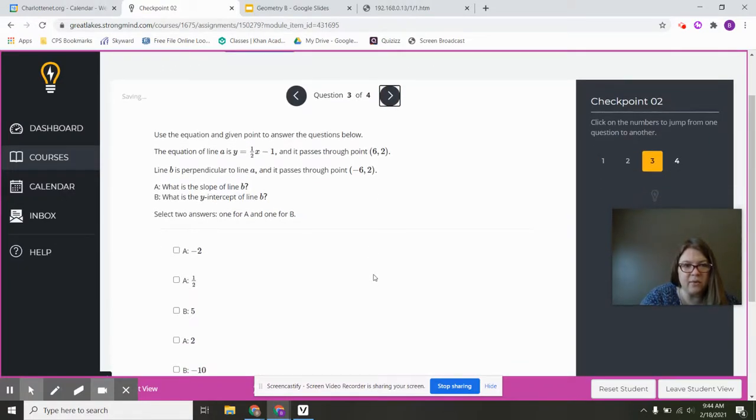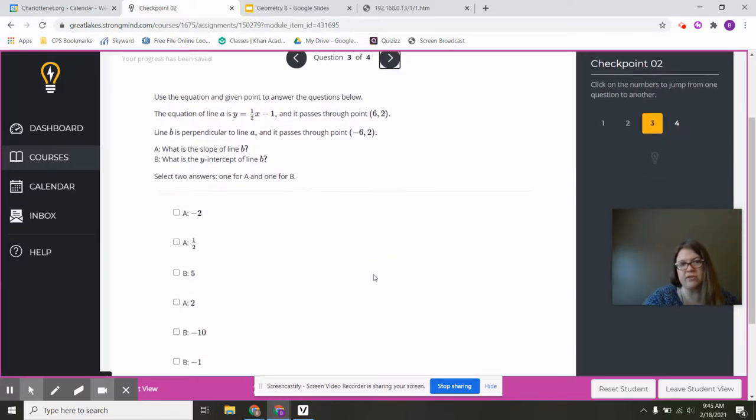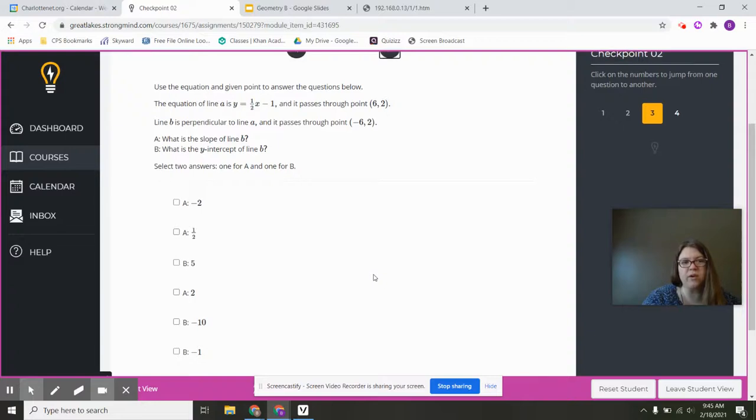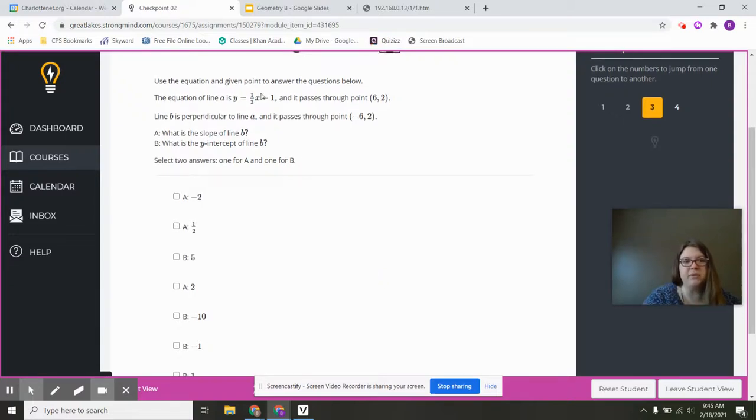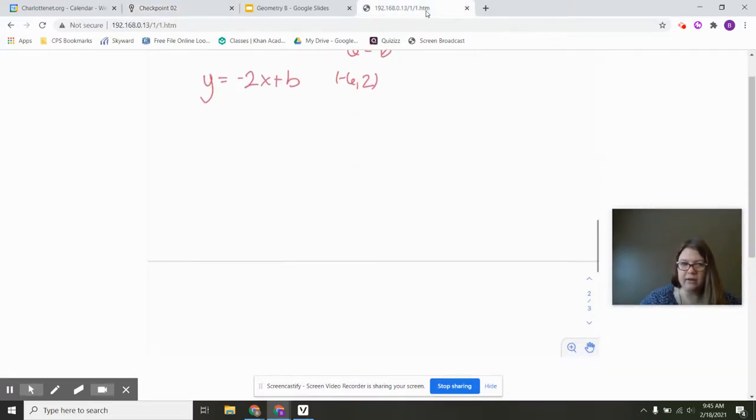Then we want this equation: line A goes through that one. Line B is perpendicular to A and passes through that point. First, what is the slope of line B? Perpendicular means the opposite reciprocal of 1/2 is negative 2. And now we need to find the b. So I'm going to write y is equal to negative 2x plus b. But now I'm going to put in the point that goes through that one. So it's going to be the point negative 6, 2, right here.